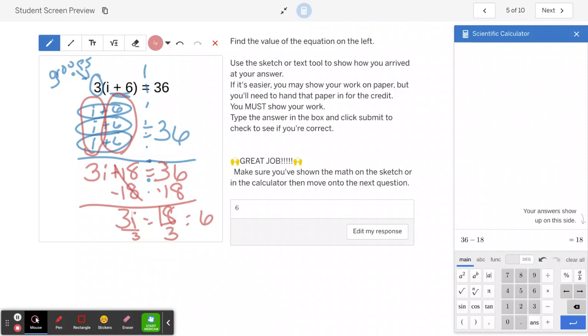Yay! So use your resources. Go back and look at the other activities if you need them. Happy solving!